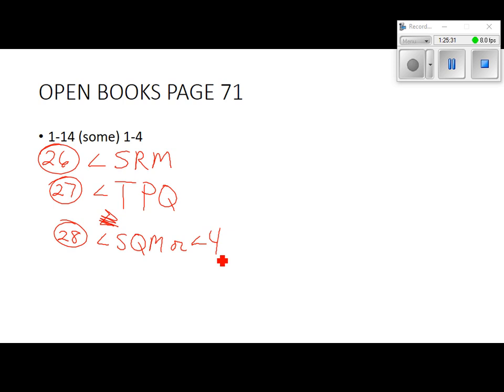And 29 says angle 5. Go over there, find angle 5. Many, many different ways to name angle 5. I'm going to name it angle TPN.